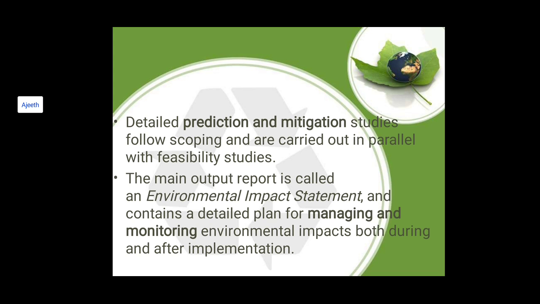Next is the detailed prediction and mitigation. After scoping, we have prediction and mitigation studies, in parallel with feasibility studies. The main output report is called the environmental impact statement, right, after prediction and mitigation, and it contains a detailed plan of managing and monitoring environmental impacts, both at the time of implementing and after the implementation.